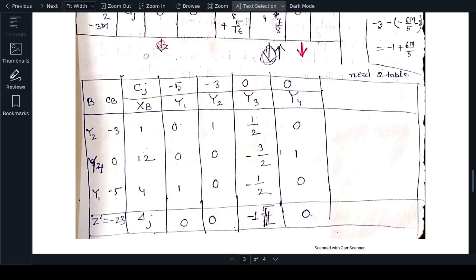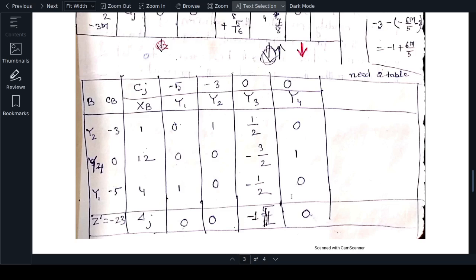Actually, in the BigM method, our aim is to eliminate the artificial variable from the basic variables. The capital B column gives us the basic variables, and from here you eliminate the artificial variable. If we do not eliminate it, then in Z dash some term of M will occur. If some term of M is present, then this does not give us an optimal solution.